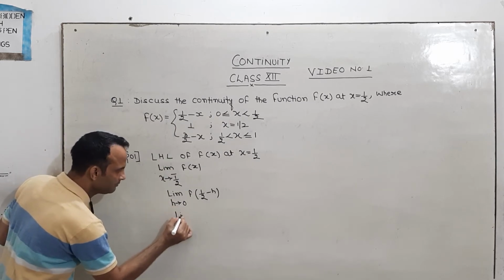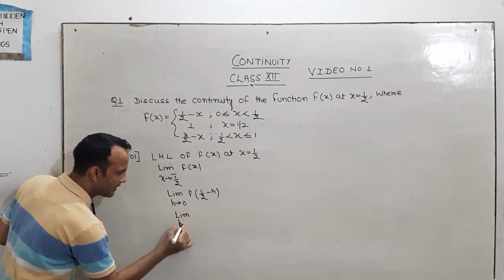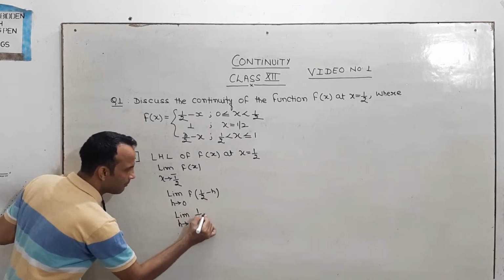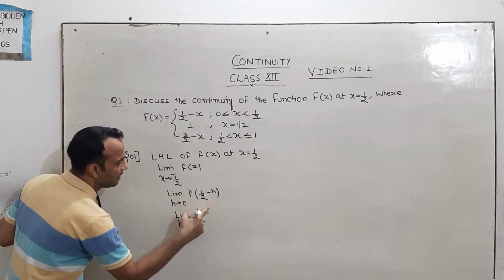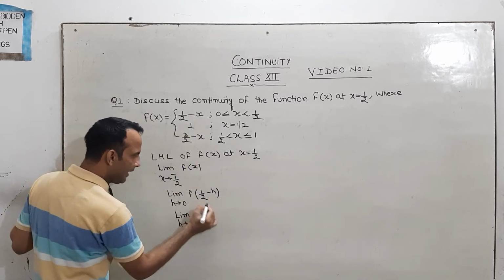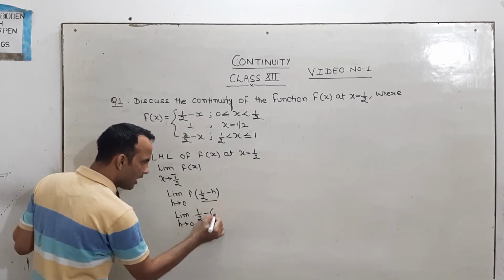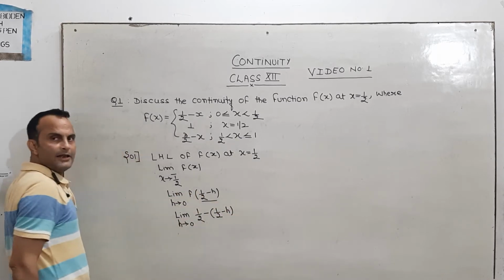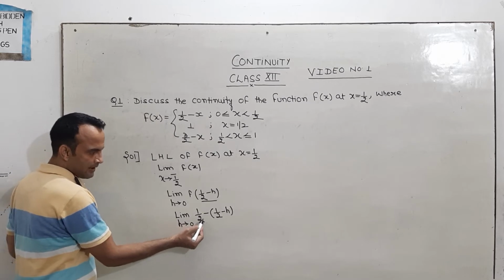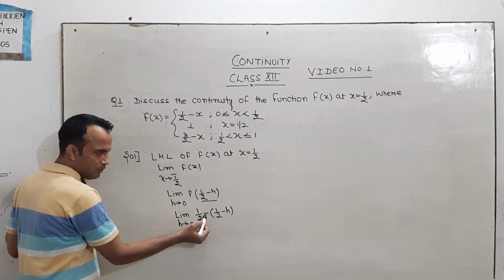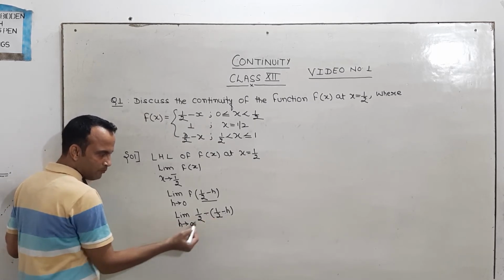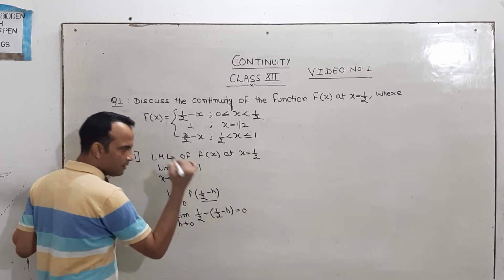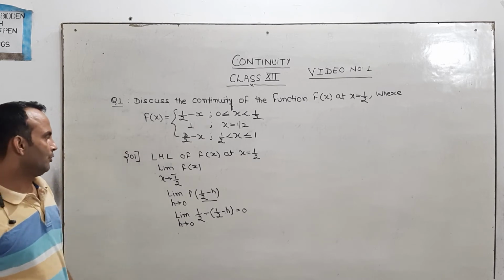Limit h tends to 0, half minus x. In place of x, put half minus h. You can see dear students, half cancels with this half. We obtain positive h, but limit h tends to 0. That's why the required solution is 0.